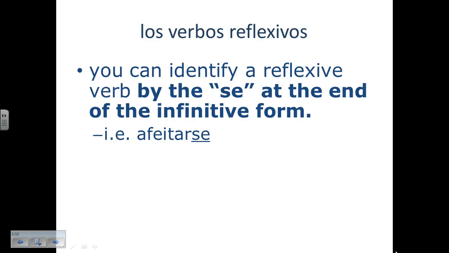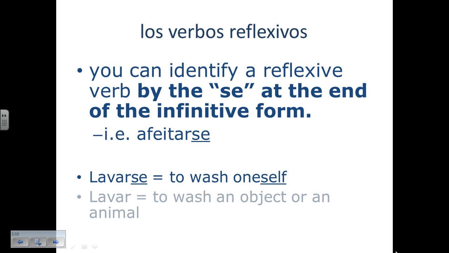Now, we can make verbs reflexive, but we have to think about the change that makes in their definition. For example, lavarse means to wash oneself. But just our basic verb, lavar, means to wash an object or an animal. So, for example, I wash the dishes is different than I wash my hands.